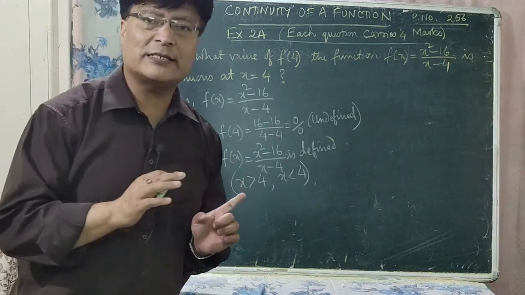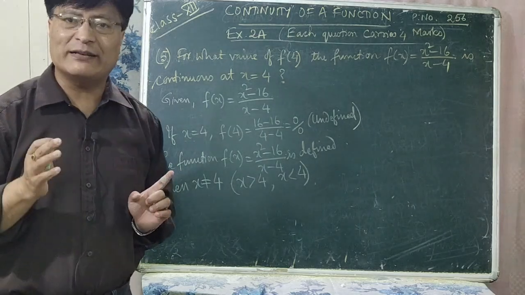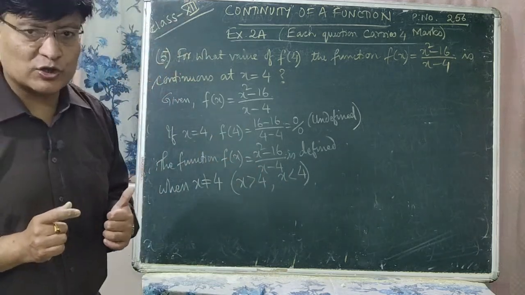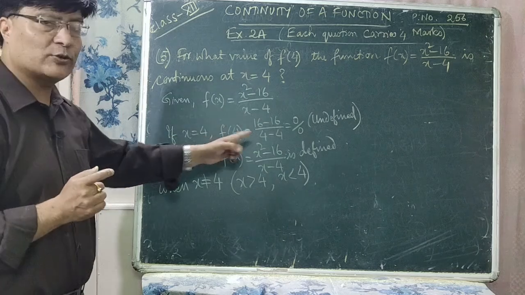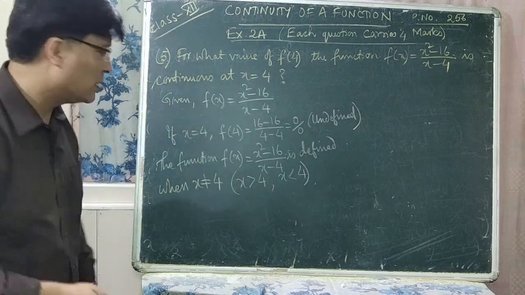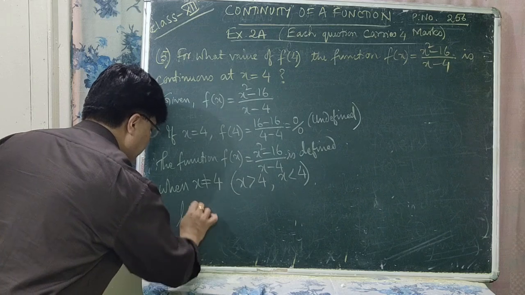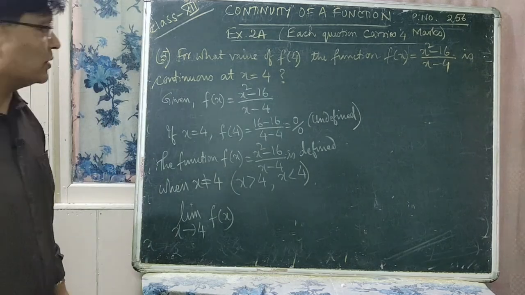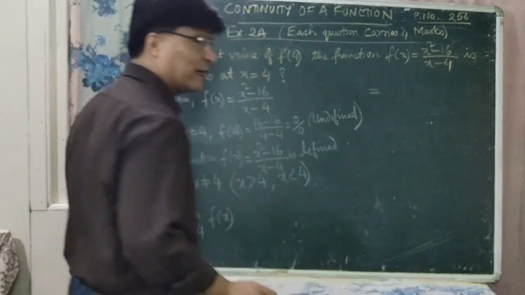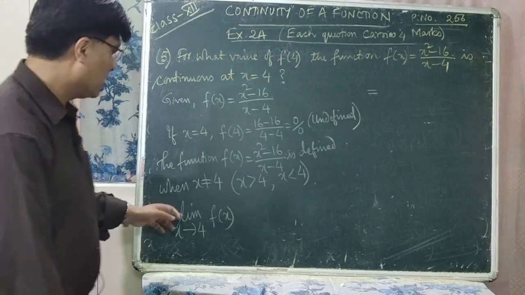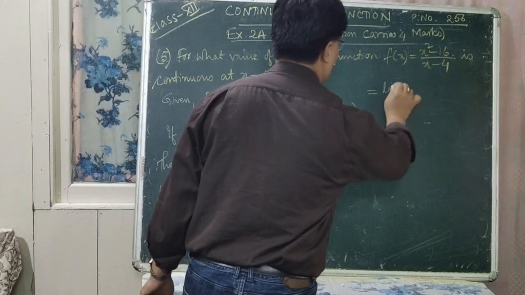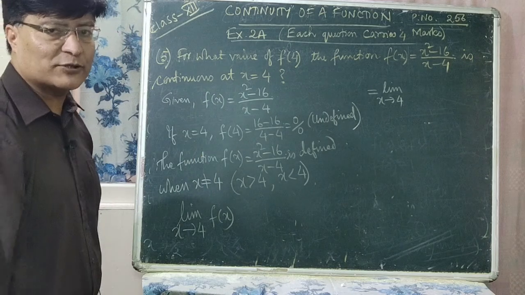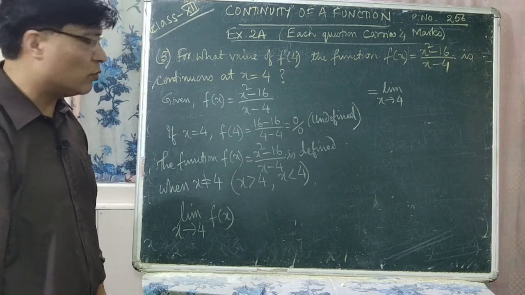No need of getting limit x tends to 4 plus and limit x tends to 4 minus, because in this case for both right hand limit and left hand limit we are using the same function, that is f of x is equal to x square minus 16 divided by x minus 4, right? So here you can just write down limit x tends to 4 f of x. Let us find out the limit of this function, okay? So it is equal to limit x tends to 4. That means x is approaching 4 from the right hand side or from the left hand side, but x exactly not equal to 4, isn't it?